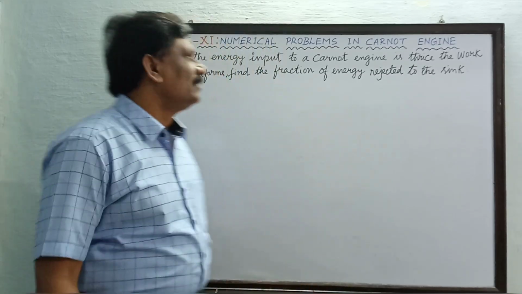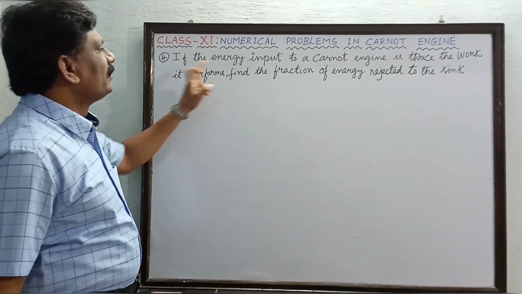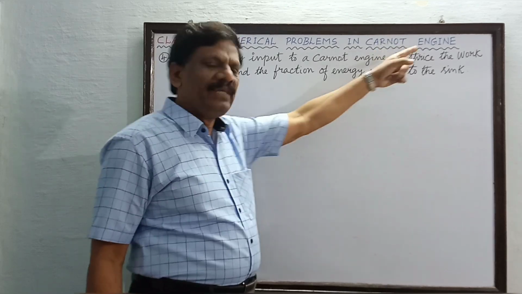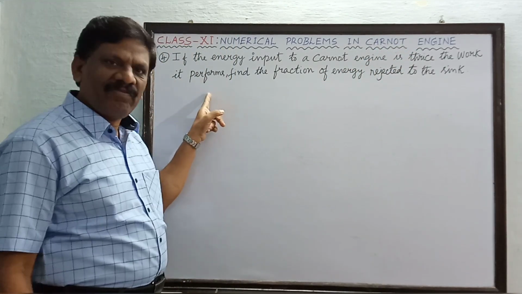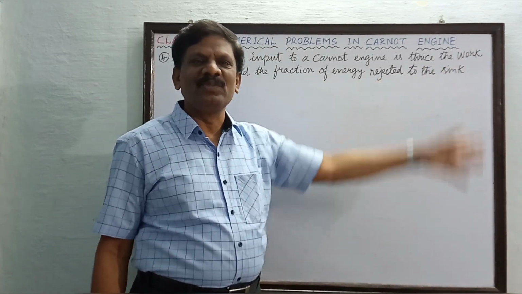Hi students, now numerical number 4 in Carnot engine. If the energy input to a Carnot engine is thrice the work it performs, find the fraction of energy rejected to the sink.